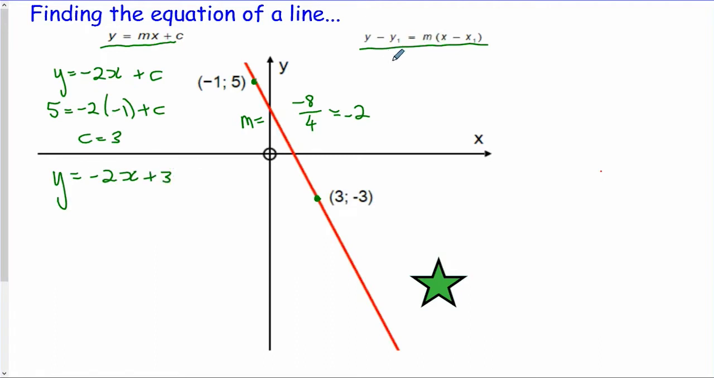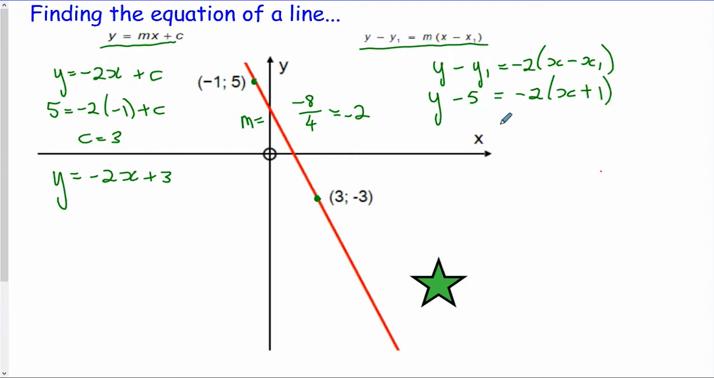I personally prefer to use this one. You'll see that it's kind of one less step of working, because I go y minus a y value is the gradient times x minus an x value. In fact, I don't need to write this step down, but I did write it down here. And as I'm comparing the 2 methods, let's do the same for both. So y minus 5 is -2 into x minus -1, so it's x plus 1. So this becomes y equals -2x. I've got a -2 here, but I'm going to add a 5, and I get y equals -2x plus 3. Notice that I've used one line less working.